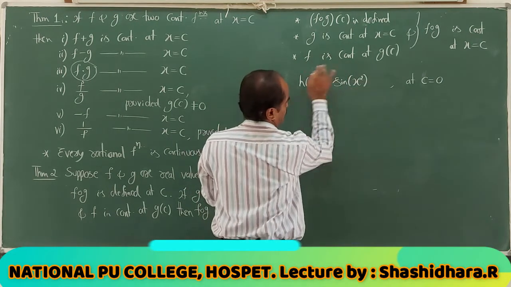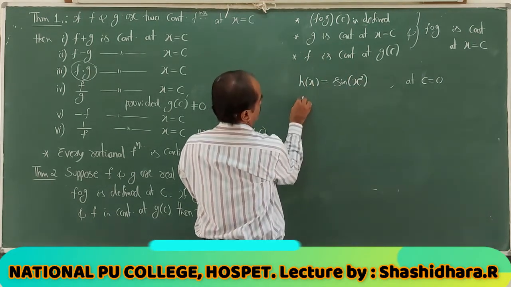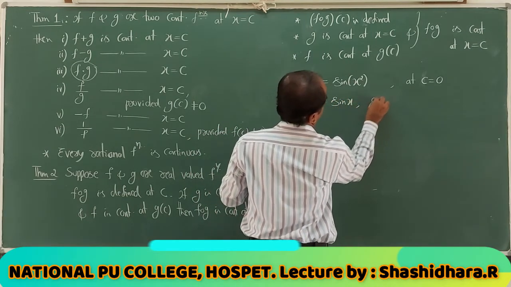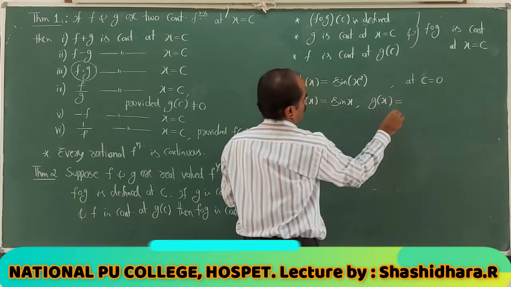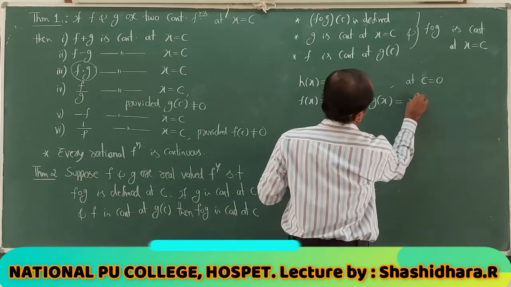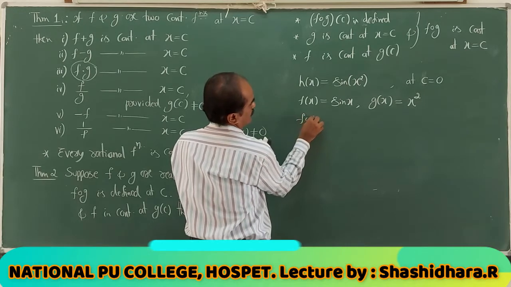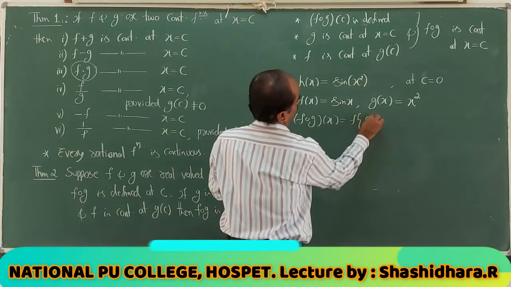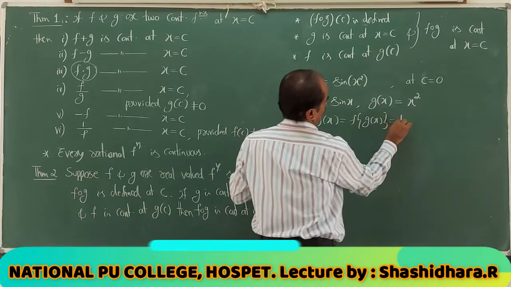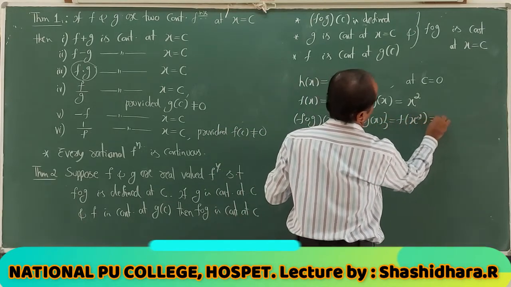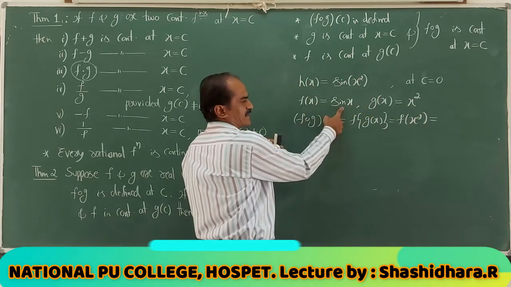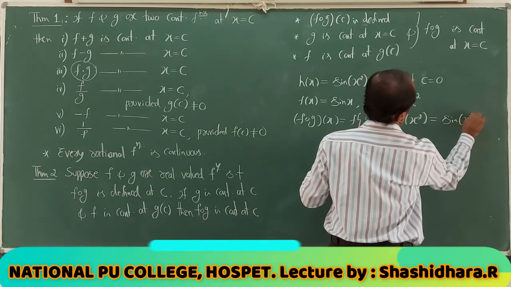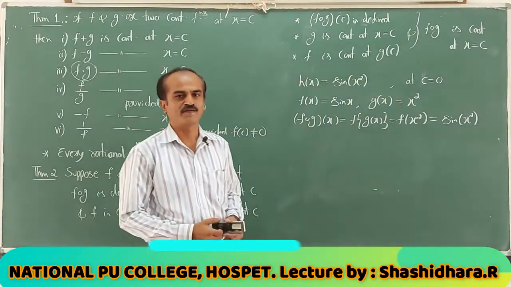Now I have to split this as f of x equal to sine x, g of x equal to x square. Now check what f composition g of x will give us. It is f of g of x. It is f of x square. What is f of x? Sine x. What is f of x square? Sine of x square. Now it is a composition of functions.